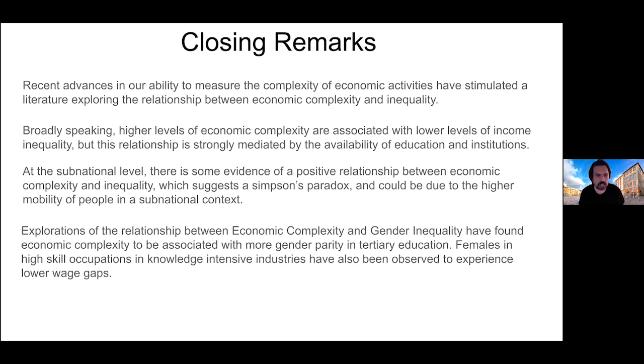At the subnational level, there is some evidence of a positive relationship between economic complexity and inequality, which suggests a Simpson's paradox, and that could be explained maybe by higher mobility of people at the subnational level. So the fact that there is equilibrium, quote unquote, at the subnational level, but not so much at the international level, pushes large cities to become more unequal because of their ability to attract people from both extremes of the skill, preparation, and privilege distribution.